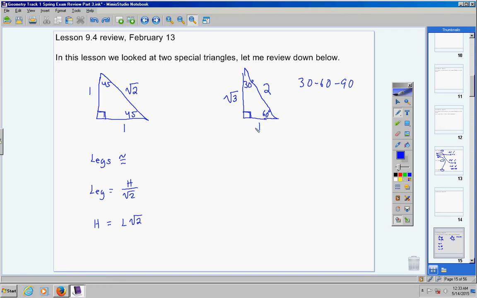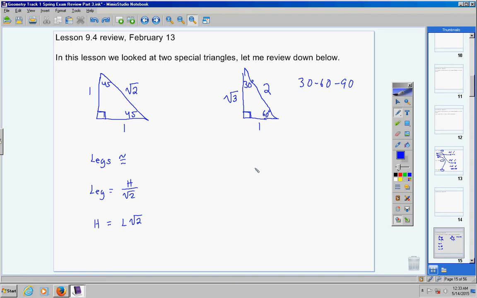Now the smaller leg is always going to be across from 30 degrees. So here's 30, go across, smaller leg. The longer leg is always across from the 60 degrees, so understand that. And of course the hypotenuse is across from 90 degrees.